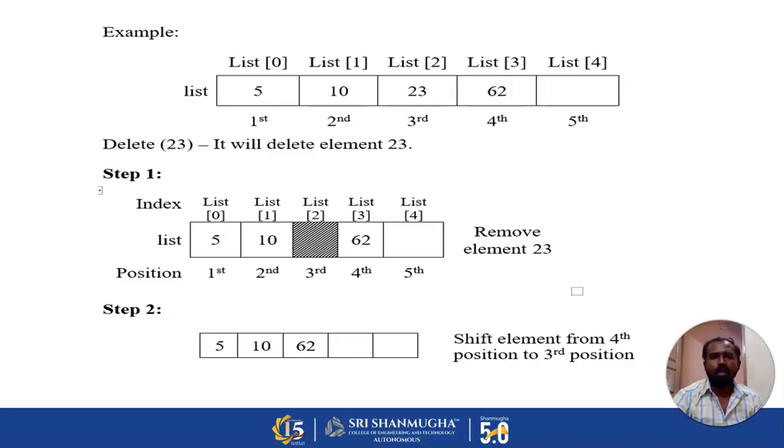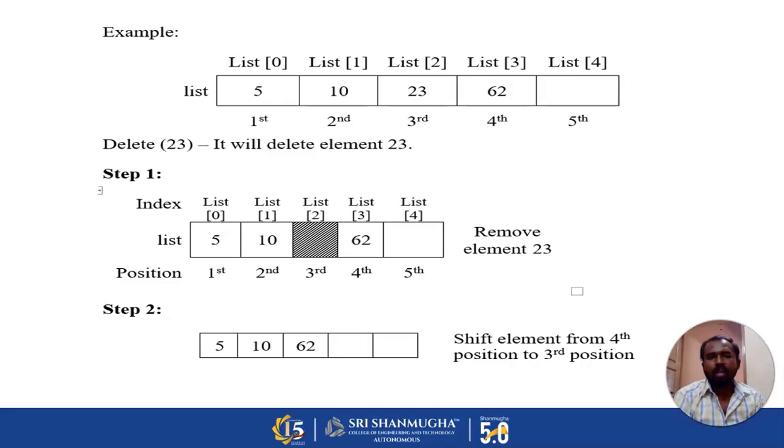Here we also use the index value, 0 to 4. I have 5 positions, but the index value goes from 0 to 4. Delete 23, which means it will delete the element 23. In what way do we delete it? We will see in the next diagram.